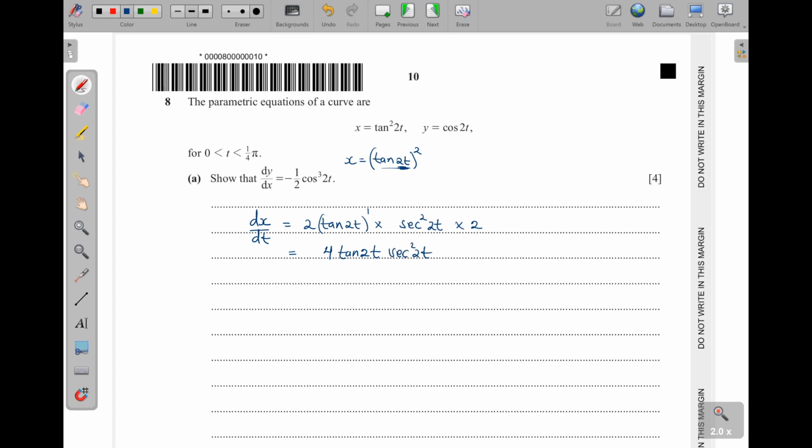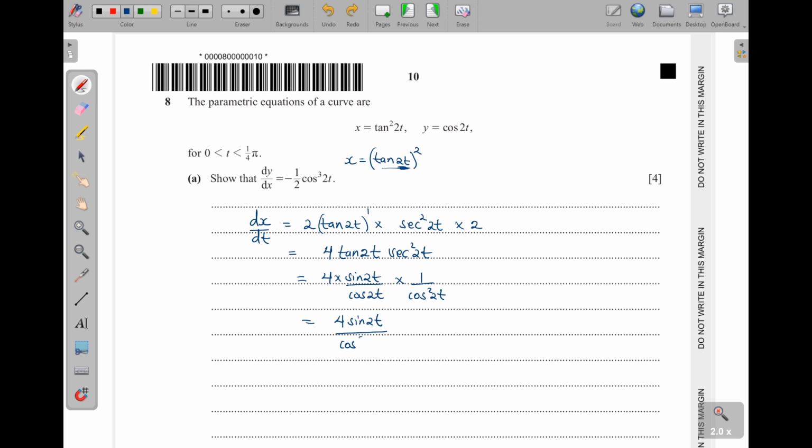I can actually simplify this since in here we are seeing only cosine. So tan is the same as sine over cosine. So we have cos 2t here, and then times sec is 1 over cosine, so that will be cos squared 2t. That means this all together will be 4 sine 2t out of cos cubed, because we have cos 2t here and then the cos squared there.